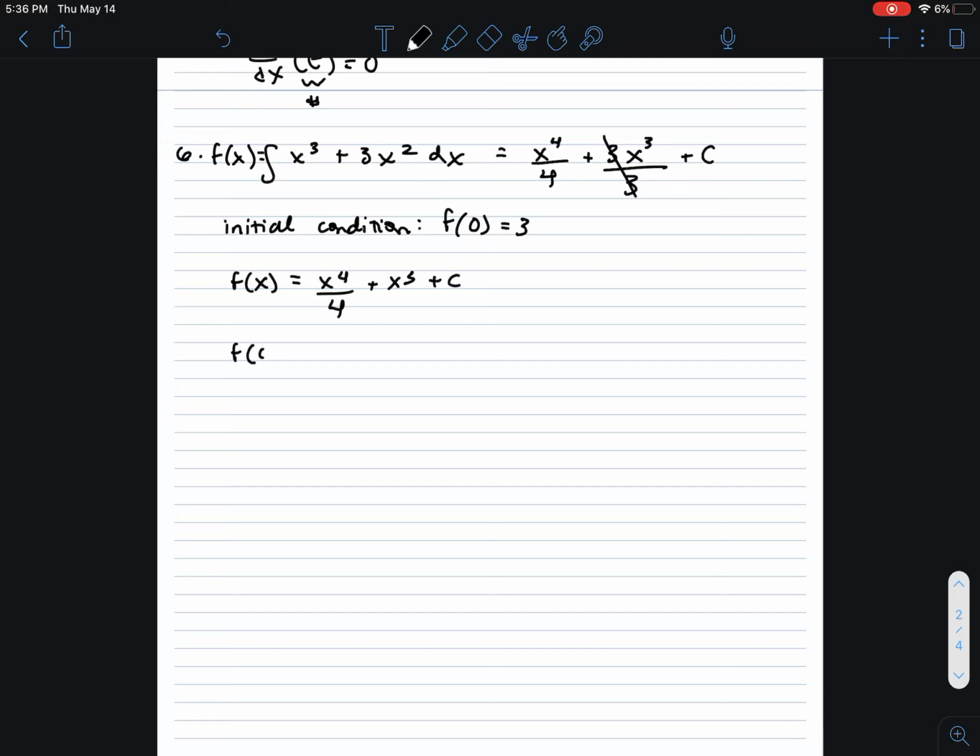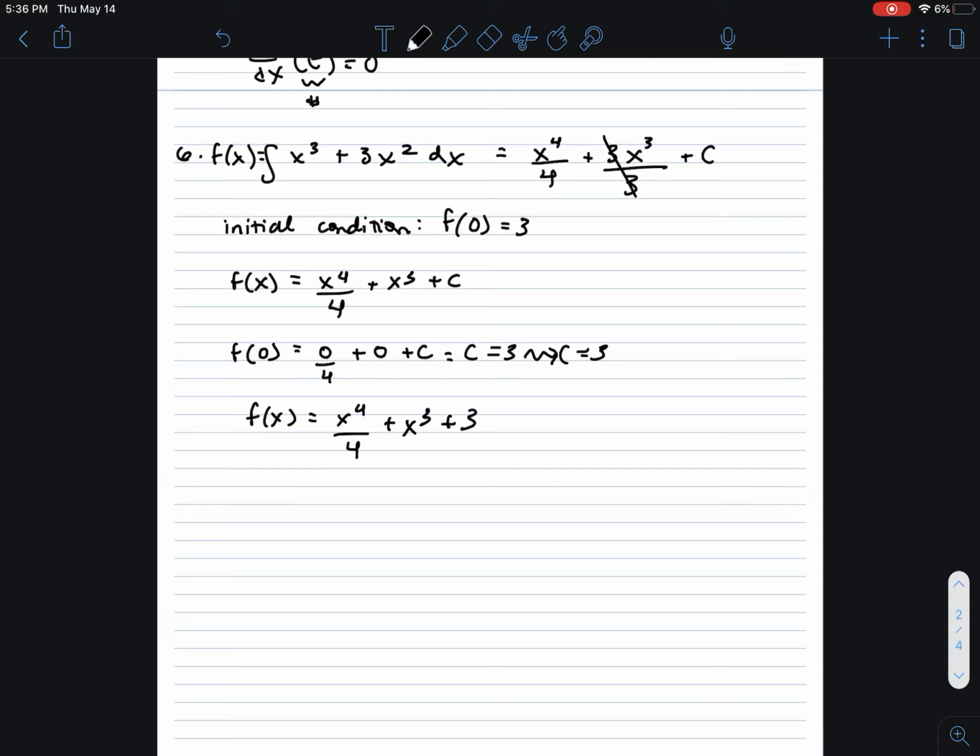If I plug in a 0 there, which would be 0 divided by 4 plus 0 plus c, which is just c, has to be equal to 3, because that's what my initial condition told me to do. So I would get c equals 3, which means my actual function is f of x equals x to the 4th over 4 plus x cubed plus 3. Okay.